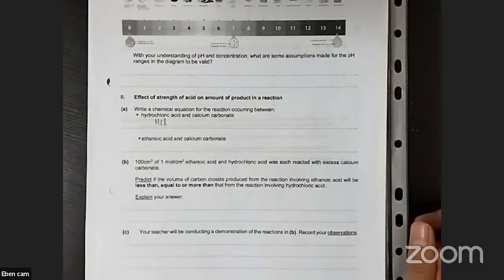So the assumption of all this diagram is correct only when you have the same concentration throughout. That means the same concentration of the original thing. The sulfuric acid is concentration A. The citric acid also concentration A. Both will produce different concentrations of H plus because both dissociate a bit differently. Both ionize differently. So even though you start with the same concentration, you get a different H plus concentration.